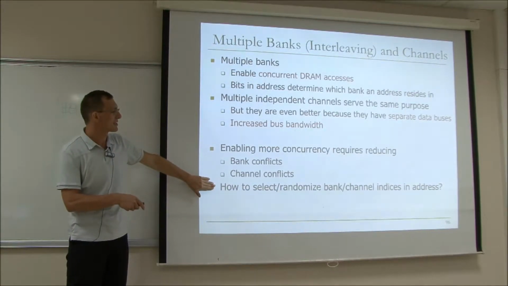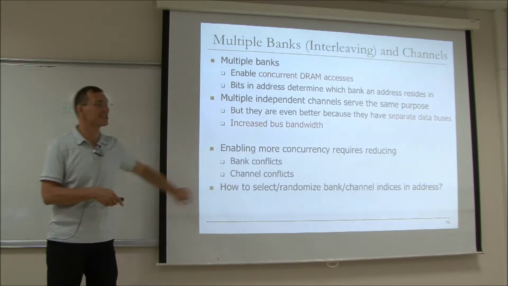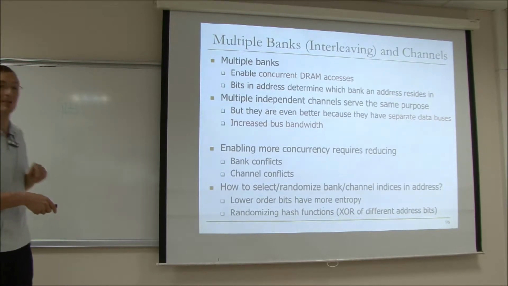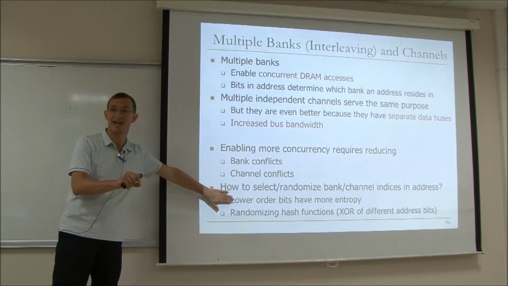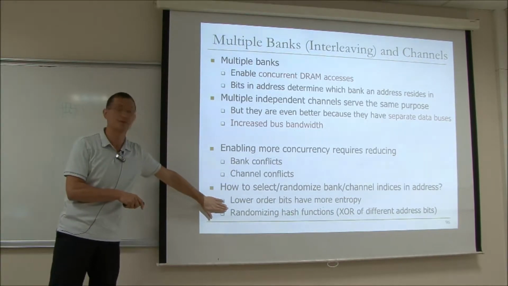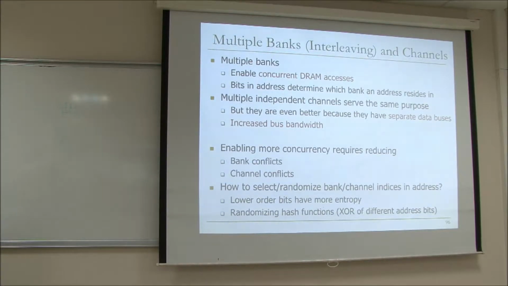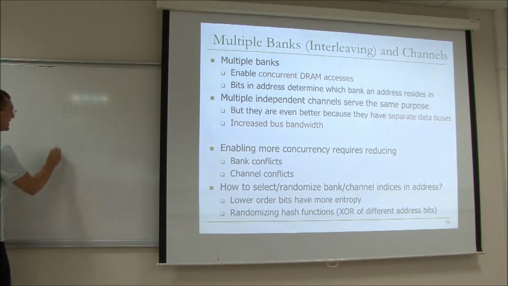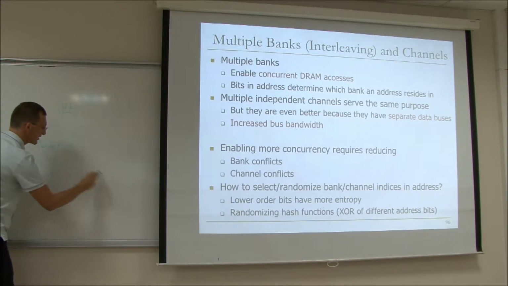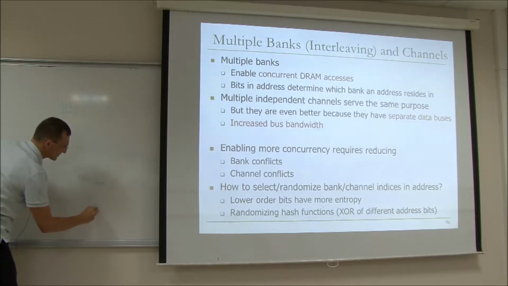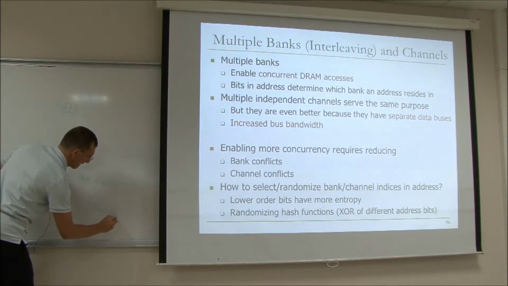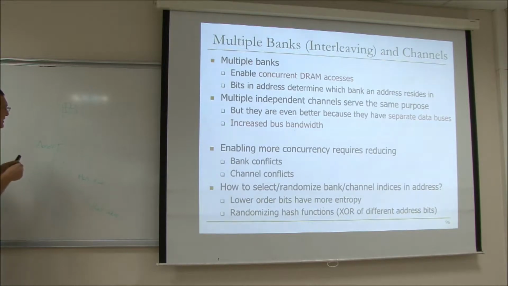One could be selecting and randomizing the bank and channel indices in the address. Basically, lower order bits have more entropy, and maybe you use those to determine the bank address, right? Or you can use randomizing hash functions. So you can take the address, and I think I might have something over there later on, but you can take the address, let's say this is your address, and take some bits of it and go through a hash function to determine the bank address, right? And people have proposed things like this.